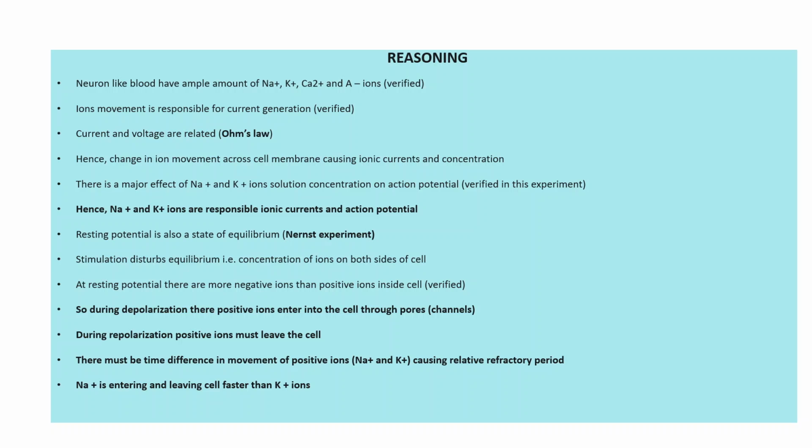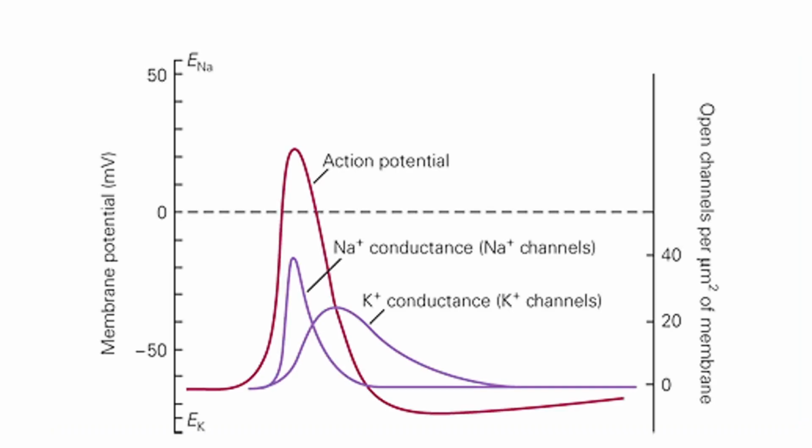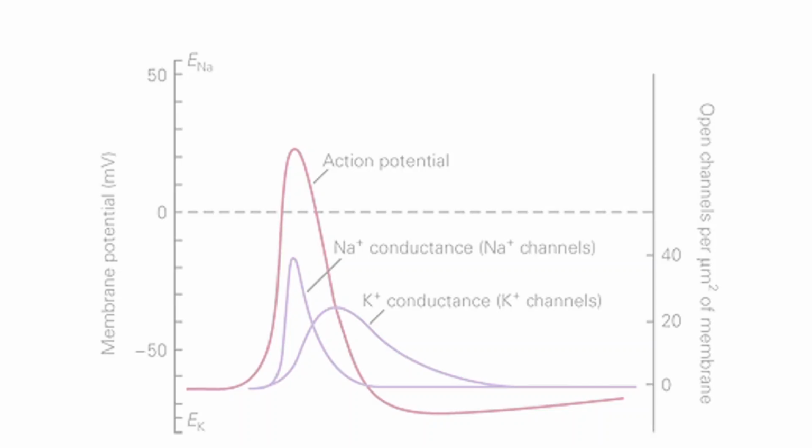Yep. So sodium is entering the cell and leaving the cell faster than potassium. And how do we know that? We know that through the graph as follows: sodium comes faster and leaves faster, and the potassium comes later and leaves later. Okay, cool. That we can infer from the graph and the ionic calculations. Okay, cool.